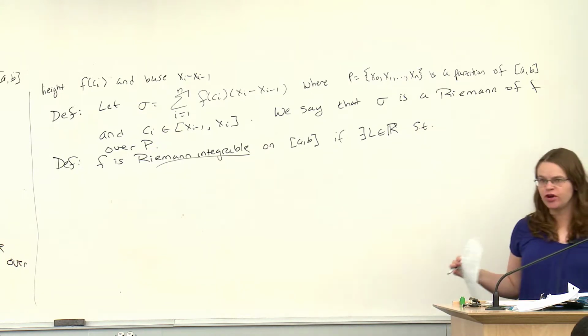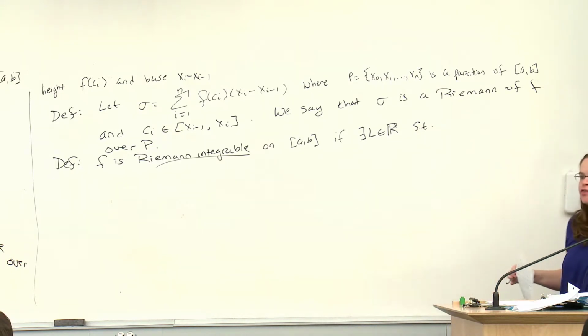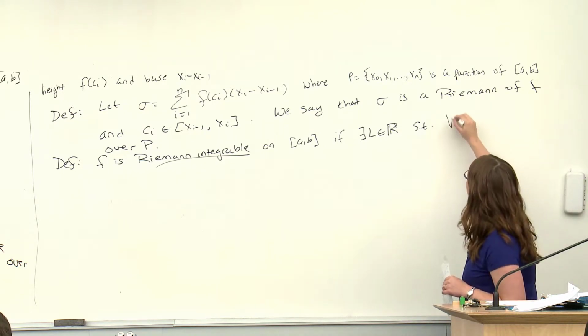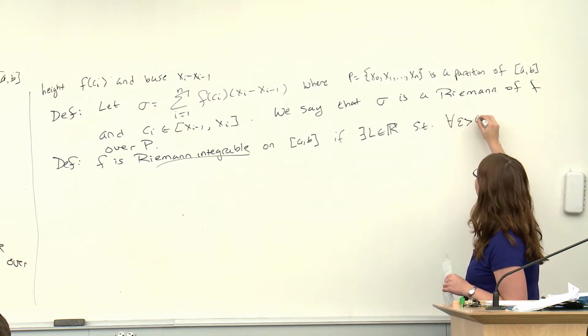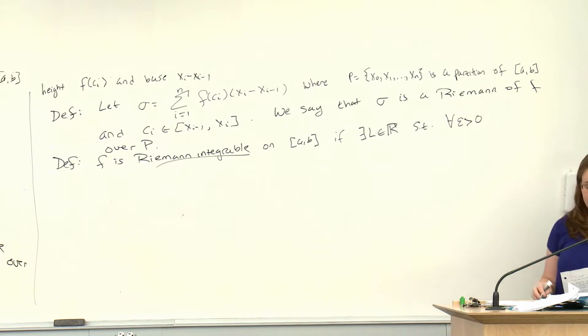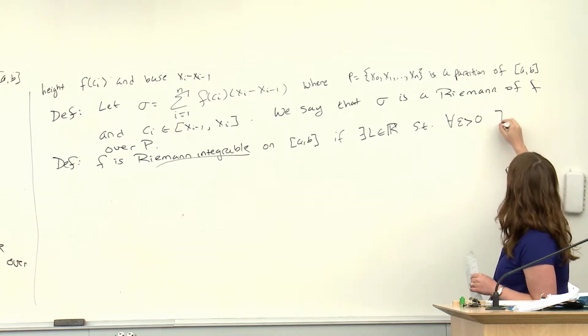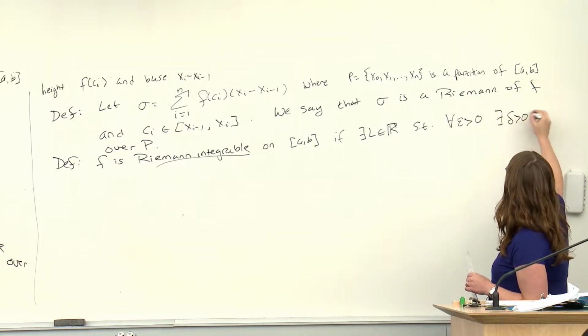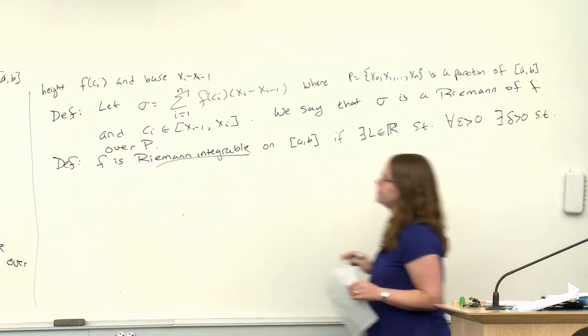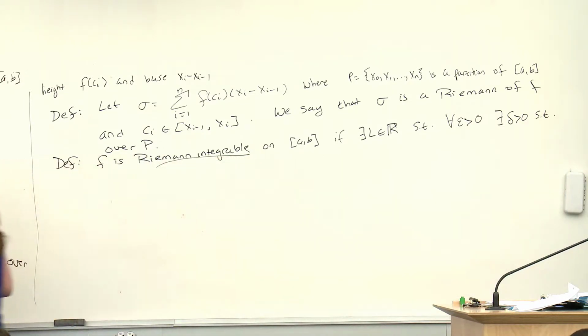okay, and now we just have to start writing down what it means for this to converge to a limit. What it means to converge to a limit is that for every epsilon greater than 0, there should exist some delta greater than 0. Okay, and now the delta is the thing that we're taking to 0, which is the partition size in this case.